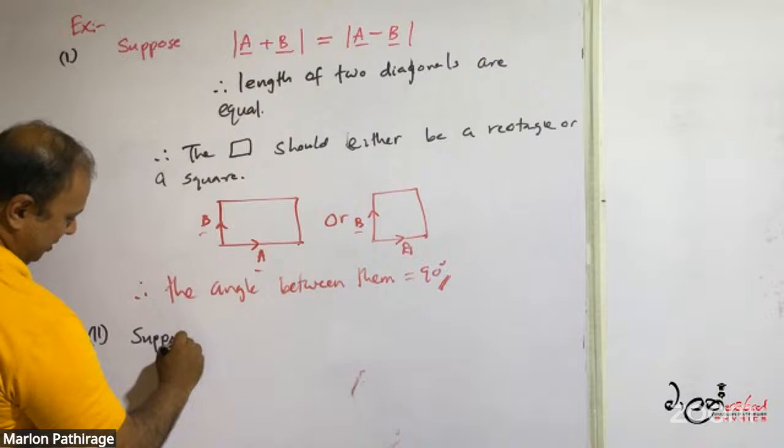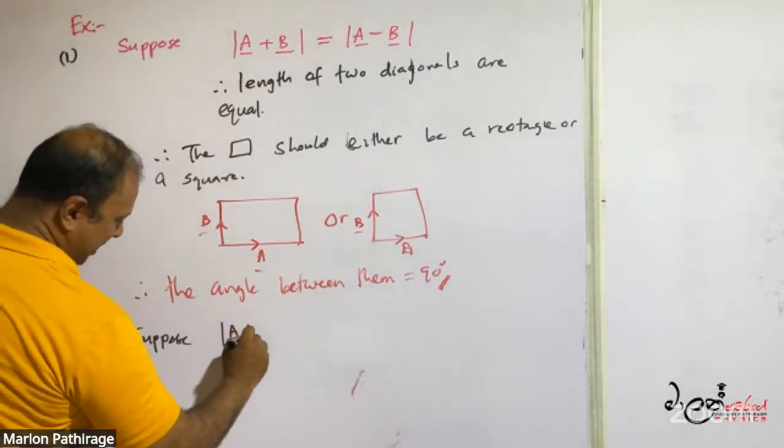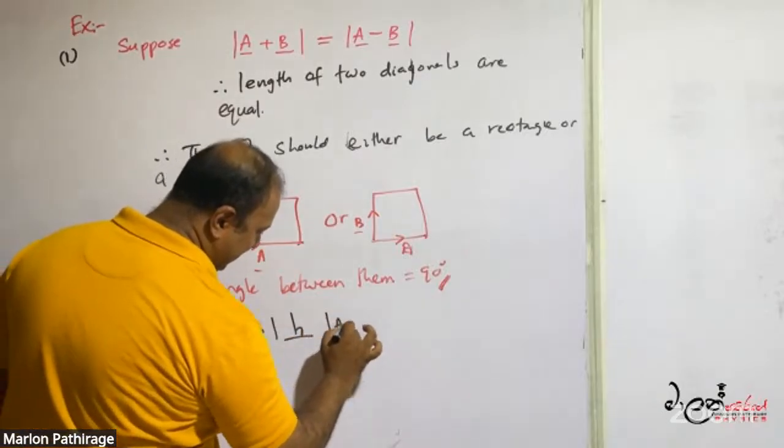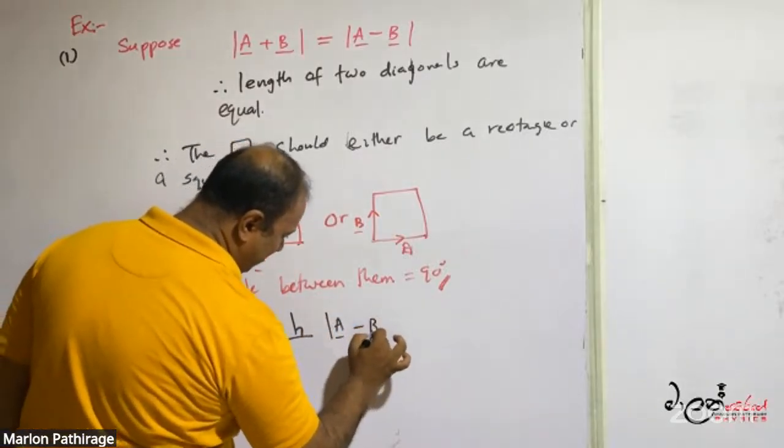Suppose A plus B modulus is perpendicular to A minus B modulus.